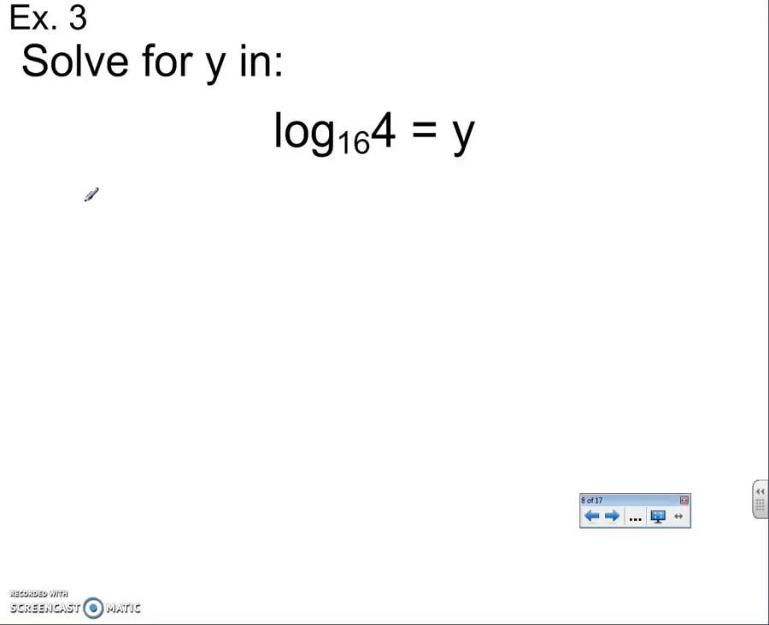Solve for y in this equation. Well, I see the word log. I'm going to get rid of it by exponentiating both sides. There's no exponents here, so my correct base would be 16. That cancels. All I have left is 4 on the left side equals 16 to the y.